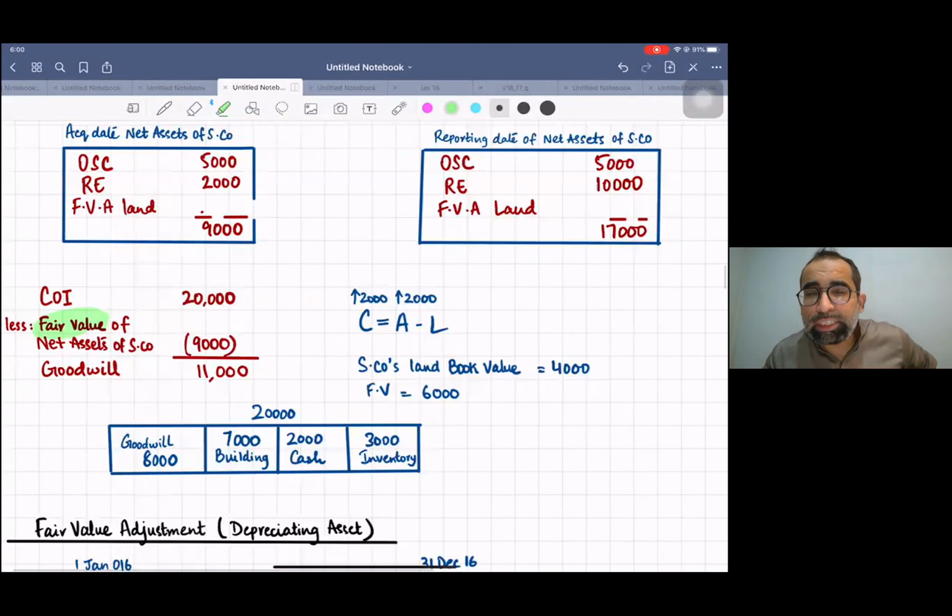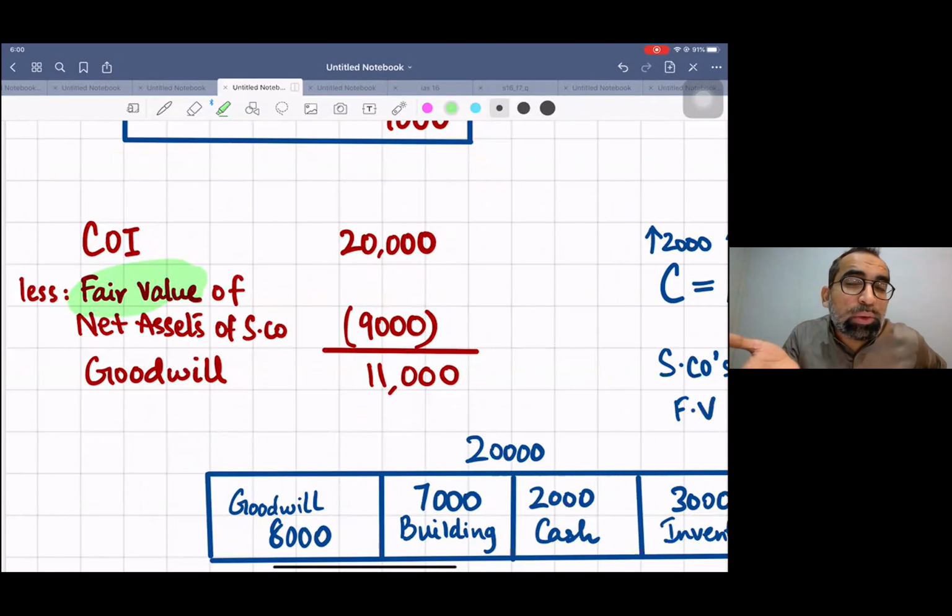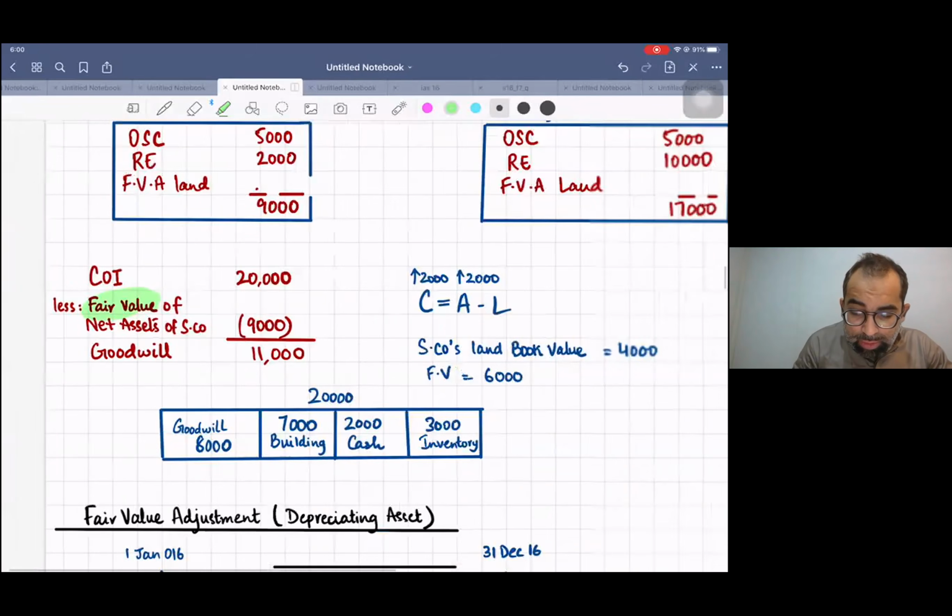What's the formula of goodwill calculation? Cost of investment less which value? Fair value of net assets of S company. So this is mandatory, obligatory, that S company's net assets must be at fair value. But this is not always the case. In all questions of SOFP, normally S company's net assets are not at fair value. So you need to adjust them, and this hard work is called fair value adjustment.